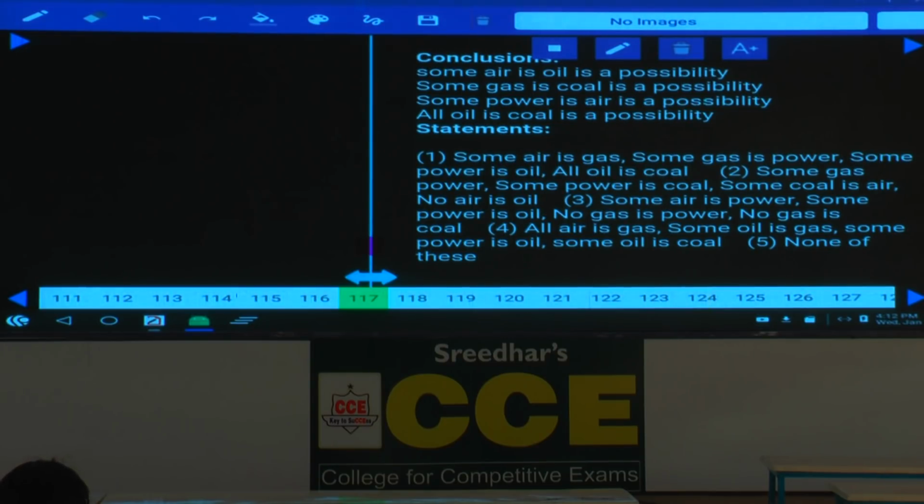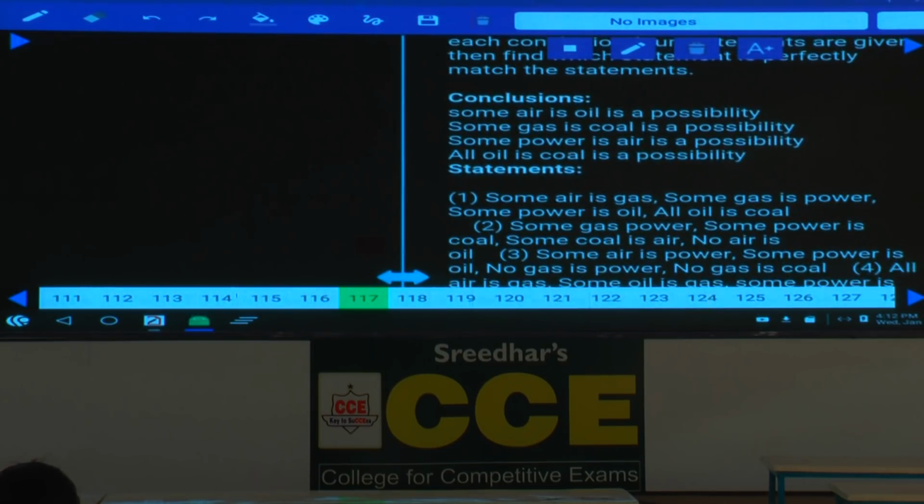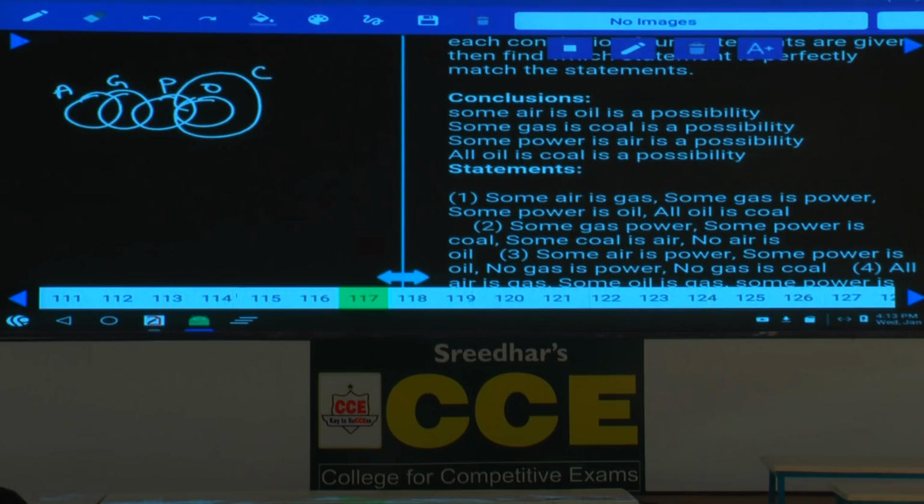Fine. Now let us check choice 1 here. Some air is gas, air and gas. Some gas is power. And next one, some power is oil. All oil is coal. Now with the help of this diagram, some air is oil: is it possible? All these are possibilities. And if you observe here, all the statements are affirmative. As all the statements are affirmative, for a possibility we should draw a single diagram: Air equals G equals P equals O equals C. Are you getting the answer or not?